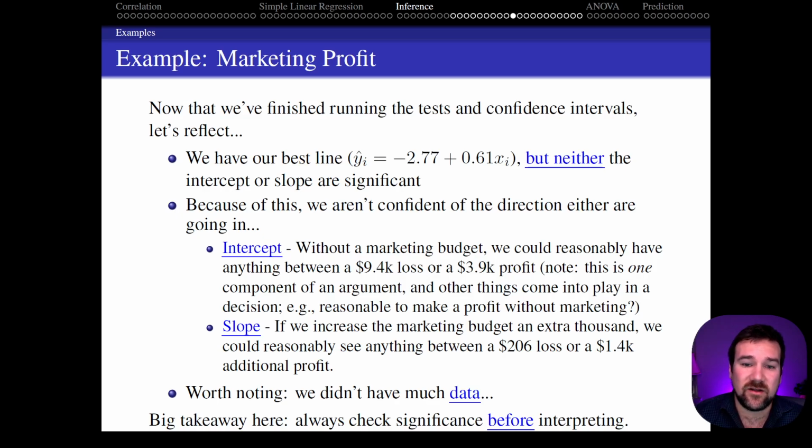That is to say, I don't have evidence that the intercept is anything other than 0 or that the slope is anything other than 0. And because I don't have that evidence, well, this equation may as well not exist. It doesn't really tell me anything at all regarding the population.